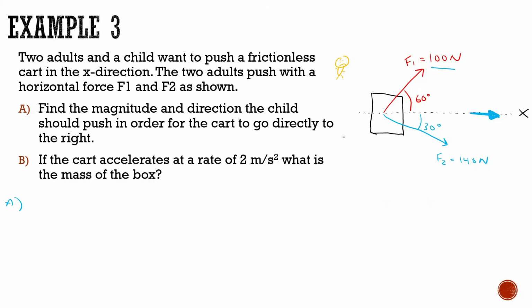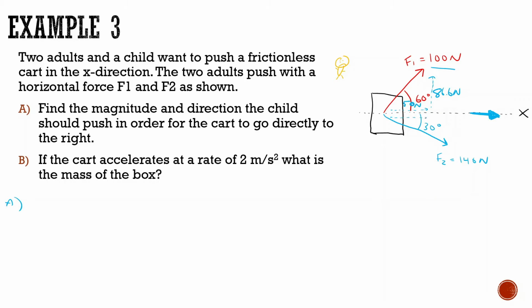What we should do first, whenever you see problems with angles, is most of the time break it up into x and y components. So for F1 at 60 degrees, 100 times sine of 60 is equal to, you get 86.6, I was a bit off. So this is equal to 86.6 newtons. And then the other component is 100 times cosine of 60, which is going to be 50 newtons. Okay, 50 newtons on the x.